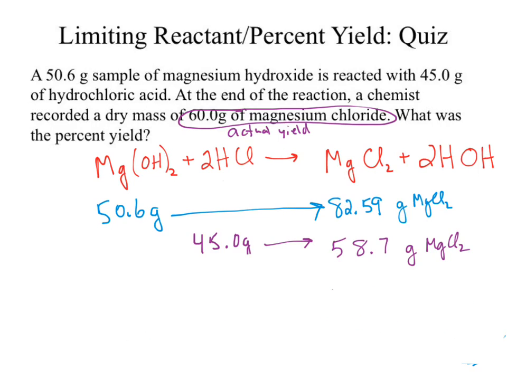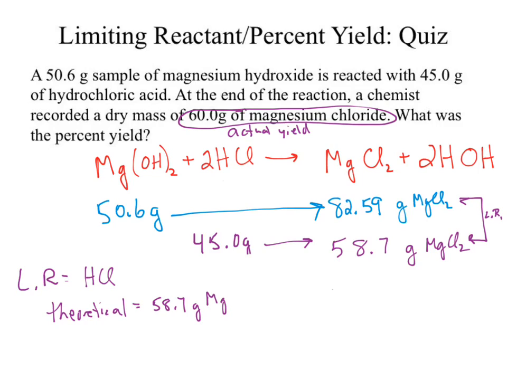Okay, so we now look at those two numbers, and what we have to decide on is what is our limiting reagent. So we compare those two values and say which one is the smaller one. That is my limiting reagent. So the limiting reagent in this case is the smaller of those two numbers, the 58.7, which came from the hydrochloric acid. My limiting reagent is HCl. Okay. So my theoretical yield for this reaction ends up being 58.7 grams of magnesium chloride.